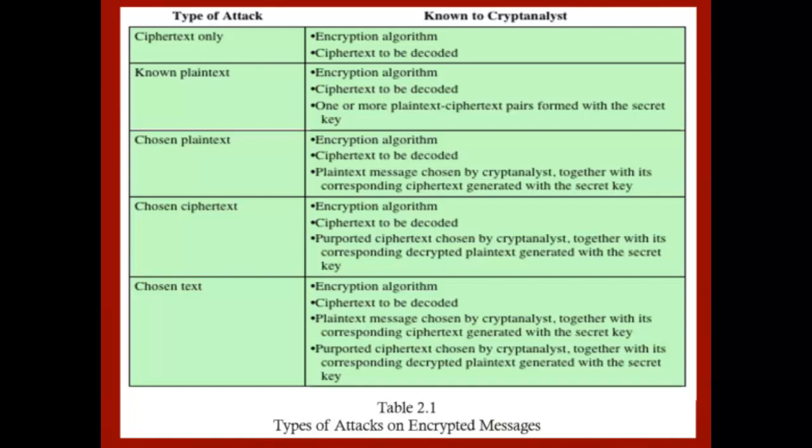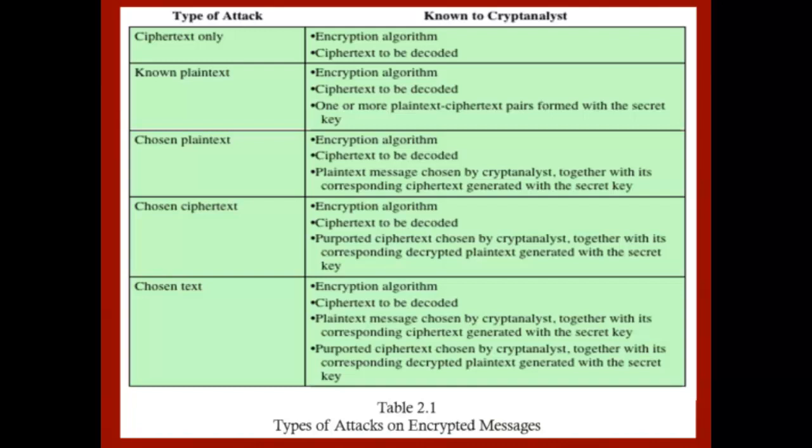Thus, the opponent must rely on an analysis of the ciphertext itself, generally applying various statistical tests to it. To use this approach, the opponent must have some general idea of the type of plaintext that is concealed, such as English or French text, an exe file, a Java source listing, an accounting file, and so on. The ciphertext-only attack is the easiest to defend against because the opponent has the least amount of information to work with. In many cases, however, the analyst has more information.